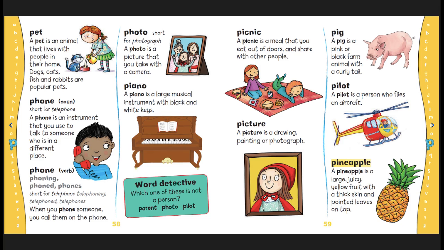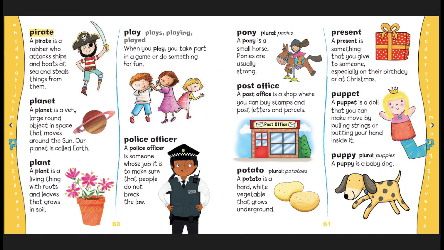Pineapple. A pineapple is a large, juicy yellow fruit with a thick skin and pointed leaves on top. Pirate. A pirate is a robber who attacks ships and boats at sea and steals things from them. Planet. A planet is a very large round object in space that moves around the sun. Our planet is called Earth.